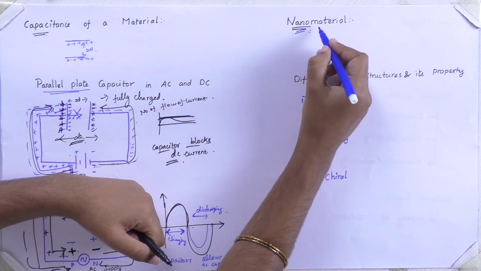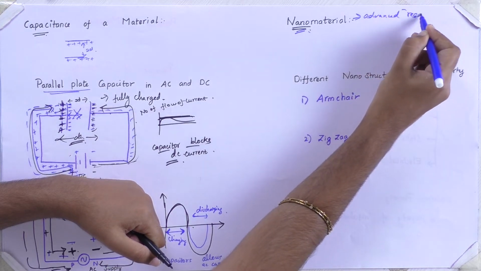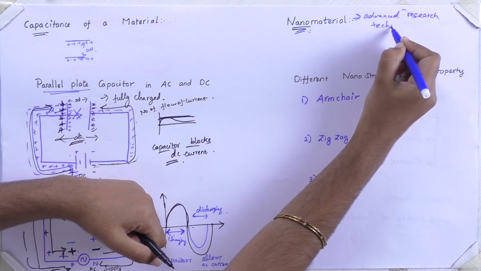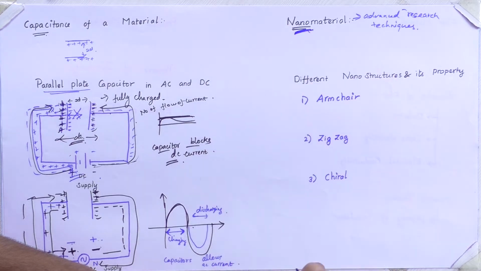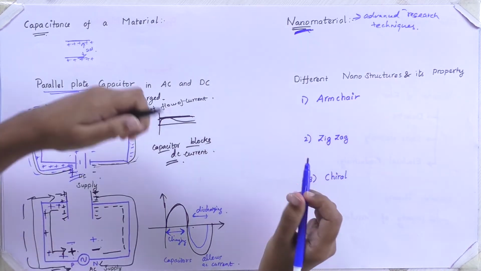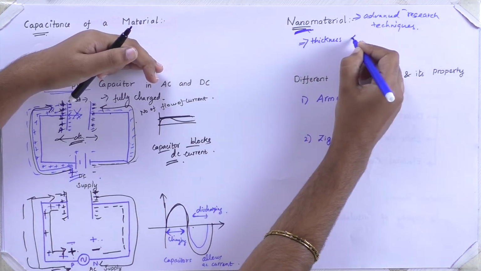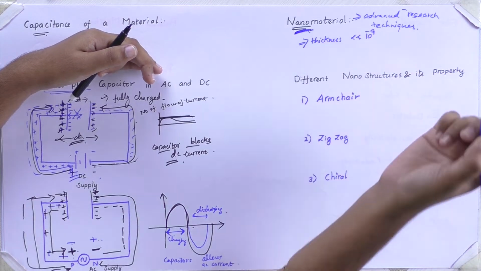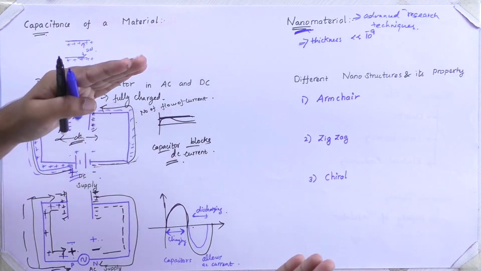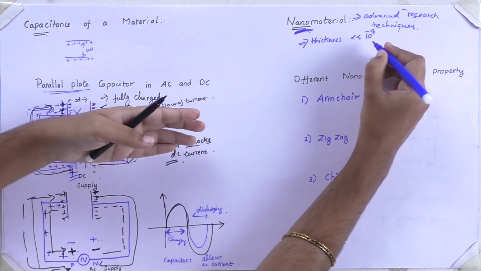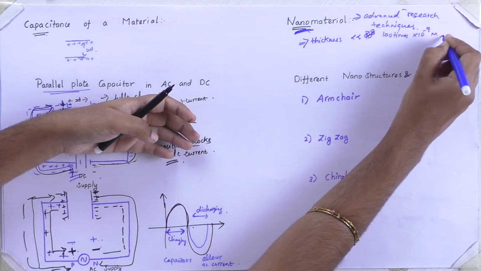Nano is a very advanced research technique. So still it is in a research field, but the nanomaterial is one which has a thickness very much less than 10 power minus 9. The thickness of the nanomaterial is less than 100 times 10 power minus 9 meter.